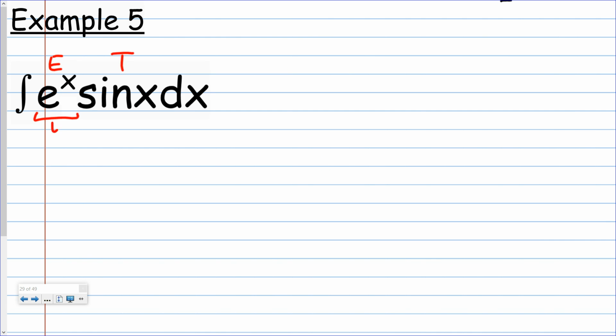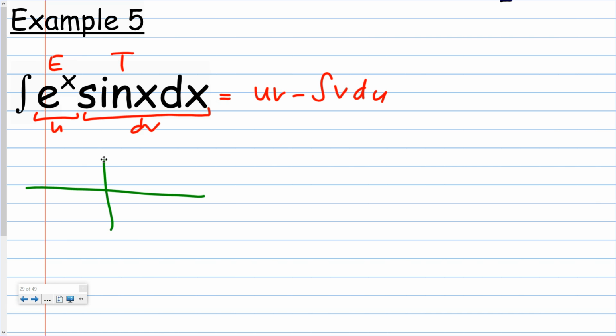So this is going to be my U, and this is going to be my dV. Okay. Remember, this is equal to UV minus the integral of V du. I'm going to go ahead and make crosshairs here. On my top left, this is U equals e^x. On my bottom right, this is dV equals sine x dx.